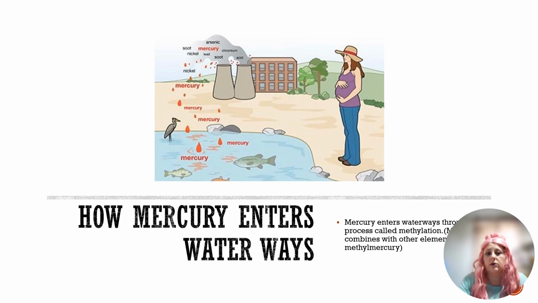Mercury can also enter waterways through industrial activities such as mining and manufacturing. It can also enter through the natural breakdown of materials that contain mercury, such as coal and oil. Mercury can be released into waterways from land, water, and air. It can also be released from burning coal and oil. Mercury can contaminate water supplies, soil, and food.